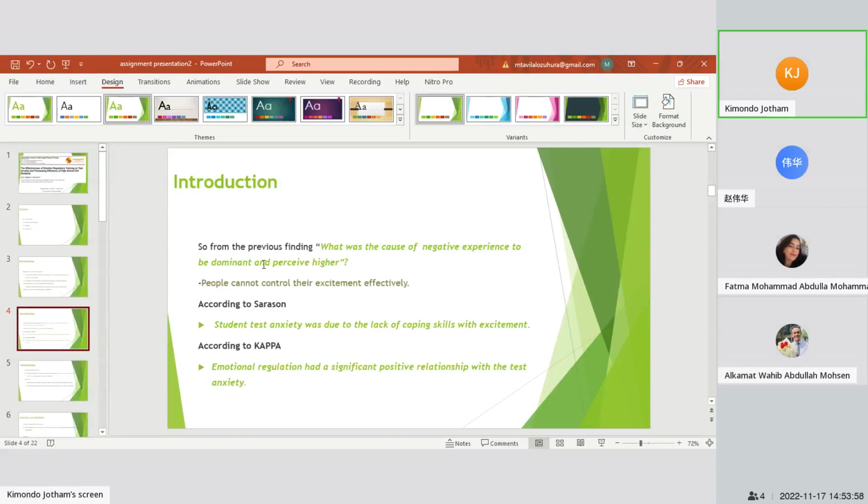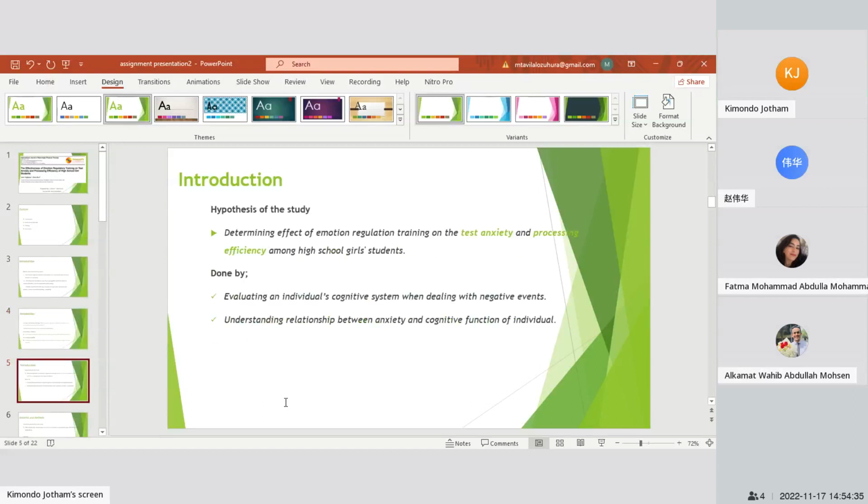So negative experience or negative emotions can be perceived higher or can be dominant if somebody is not able to control this negative emotion, excitement. According to this researcher, student test anxiety was due to a lack of coping skills with excitement. Also, emotional regulation has a significant positive relationship with test anxiety.